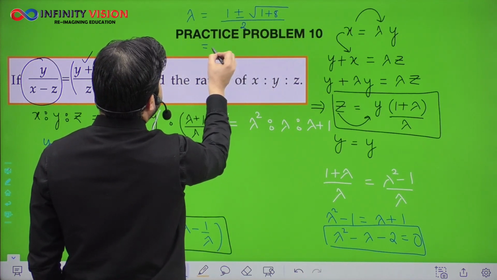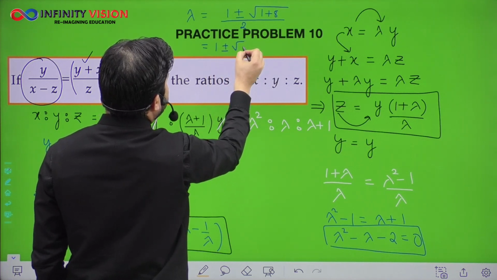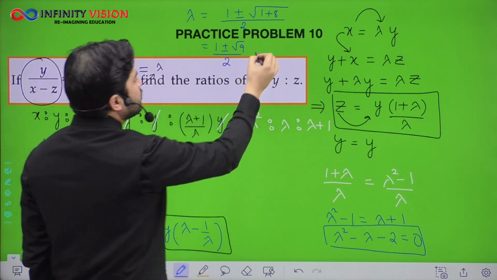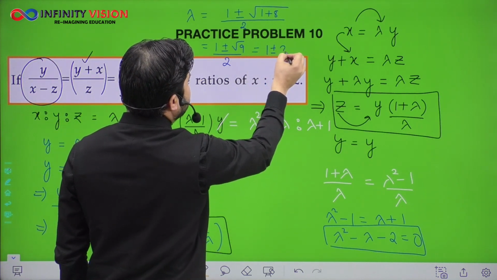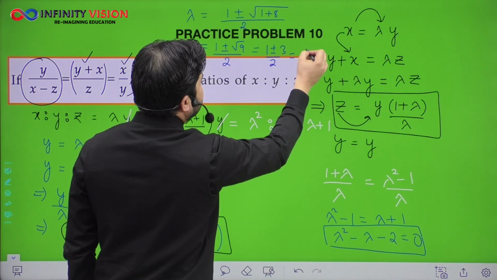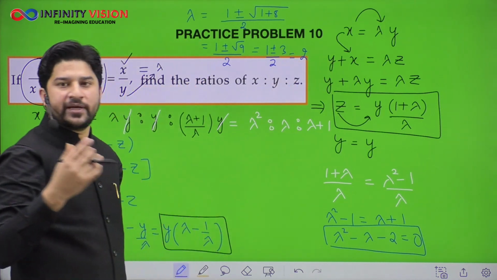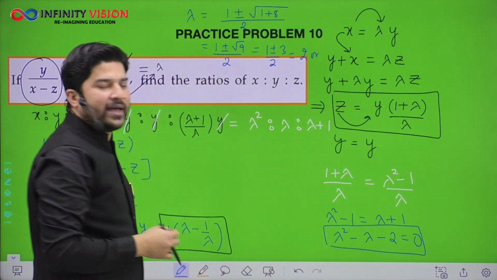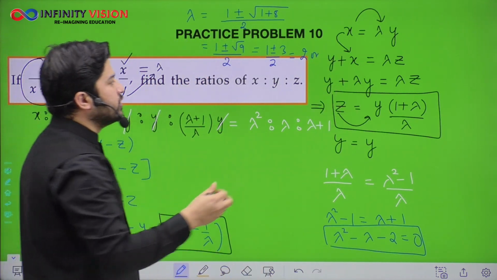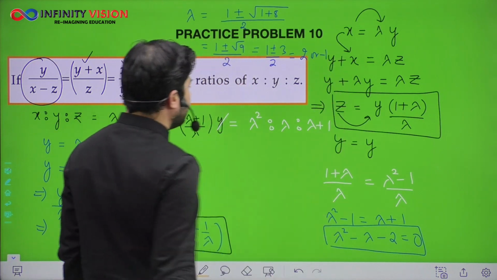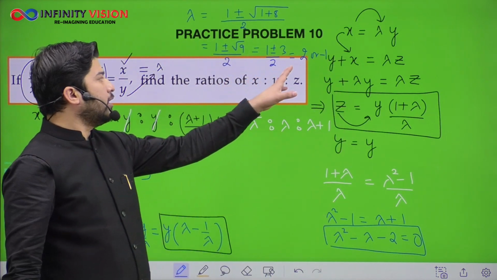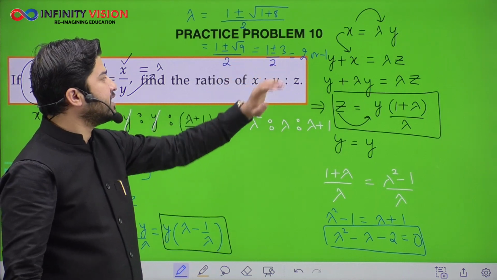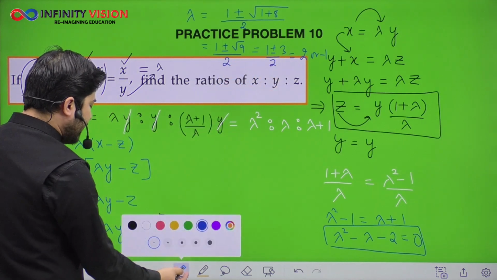So if you notice, this is nothing but 1 plus minus root 9 by 2. And what is root 9? That is nothing but 3. So you can say 1 plus minus 3 by 2, which gives you two answers. One is 2, because 1 plus 3 by 2 is 4 by 2, that is 2. The other would be 1 minus 3, that is minus 2 by 2, that is going to be minus 1. Right? So you got two values of lambda. One is lambda equals 2, the other is lambda equals minus 1.